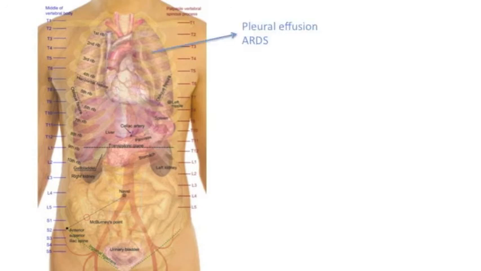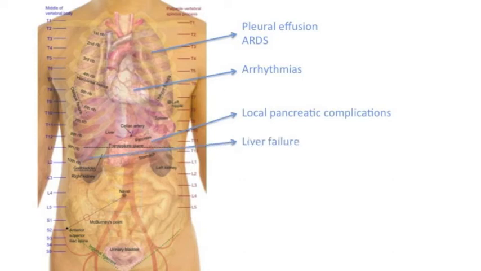So in the lung, pleural effusions can occur. There may be adult respiratory distress syndrome as the capillaries become leaky and the alveoli may fill with fluid. Arrhythmias can occur. We've already talked about local pancreatic complications. Hypoperfusion of the liver can lead to liver failure. Renal failure can occur due to hypoperfusion. And we've already mentioned ileus earlier on in the tutorial.